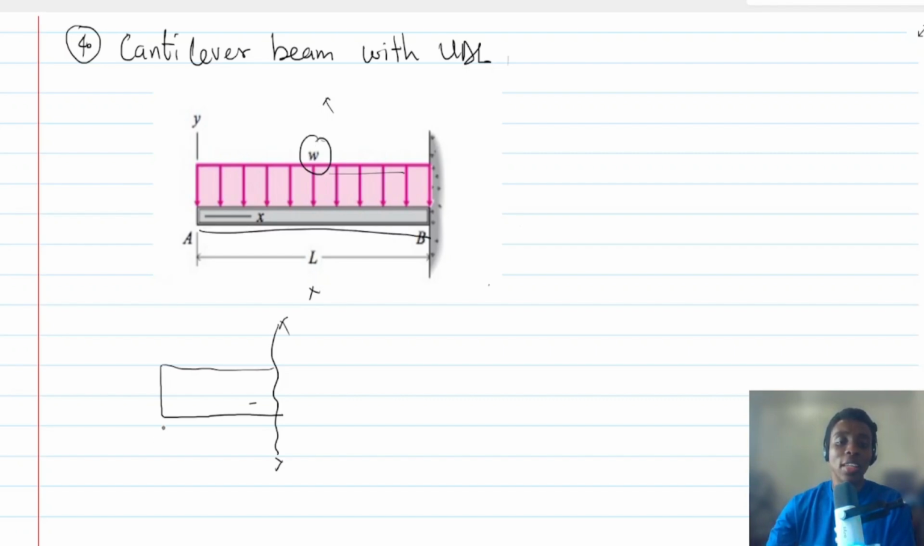So for this one, if I take a section X here, then we are going to say that the load due to the UDL is going to be W times X, where W is the load, and it will act exactly at a point halfway. So let's call that distance X divided by 2. Okay. All right. So right now we are done with this part.